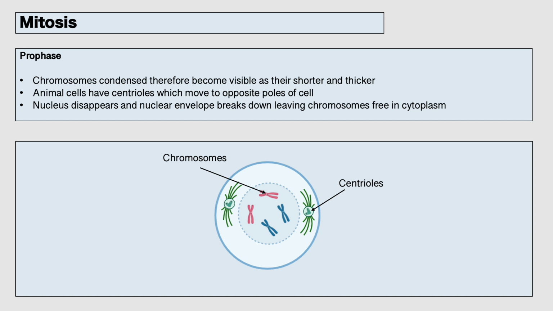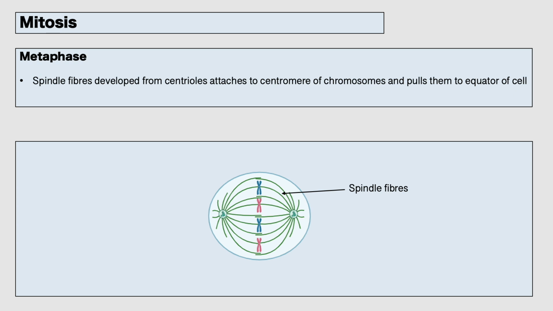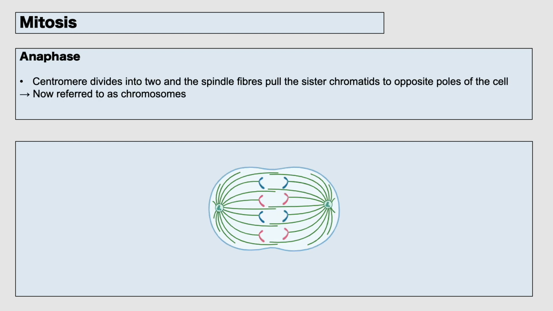The chromosomes are made up of two sister chromatids, which are joined at the centromere. In metaphase, the spindle apparatus developed from the centrioles attaches to the centromere of the chromosomes and pulls them to the equator of the cell. In anaphase, the centromere divides into two and the spindle fibres pull the sister chromatids to opposite poles of the cell. From this point, the chromatids are classed as chromosomes because they've separated.